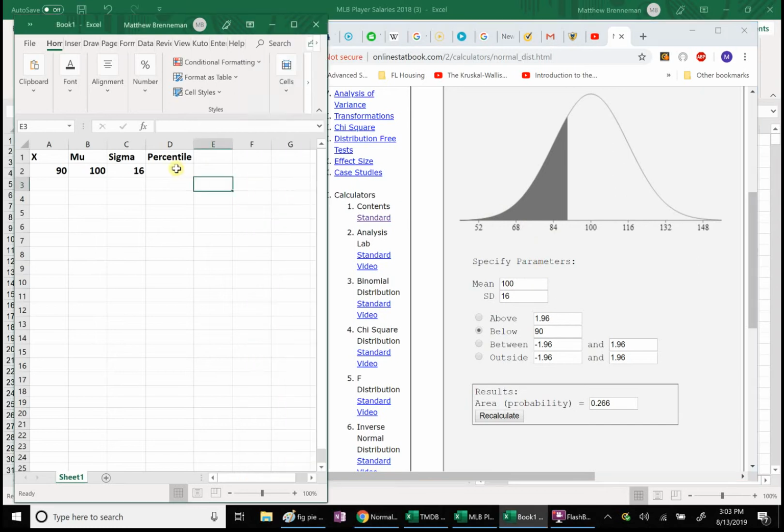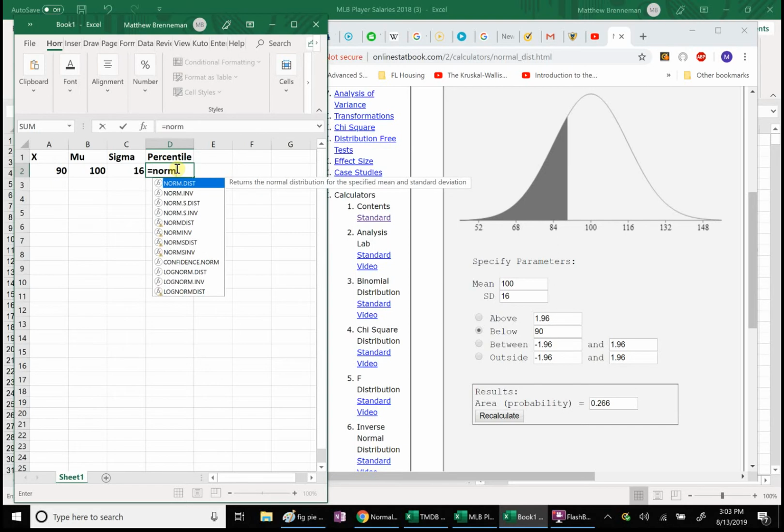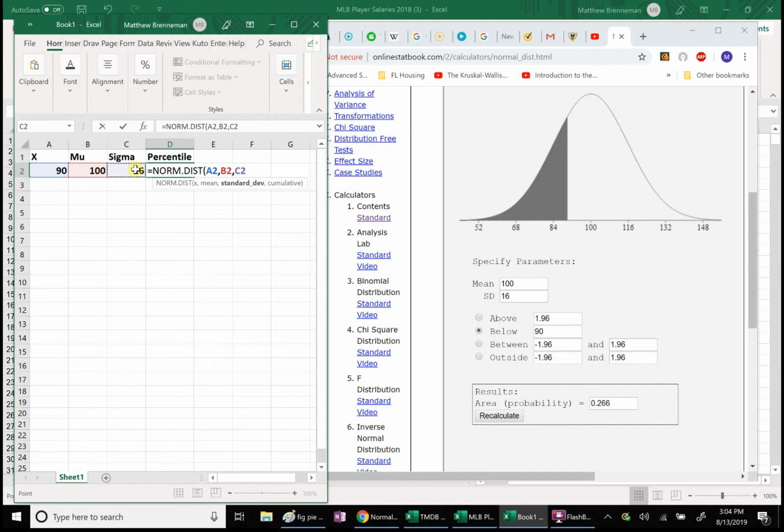How would we compute this in Excel? Well, we're going to use the norm.dist command. So there's norm.dist. There's my data value, there's the mean, there's the standard deviation, and we're always going to say true for cumulative. In other words, the percentile is accumulating the probability up to that point. You can think about it that way. And we get basically the same value, rounded to the nearest third decimal place. So that's how we use norm.dist to get the probability in the lower tail.